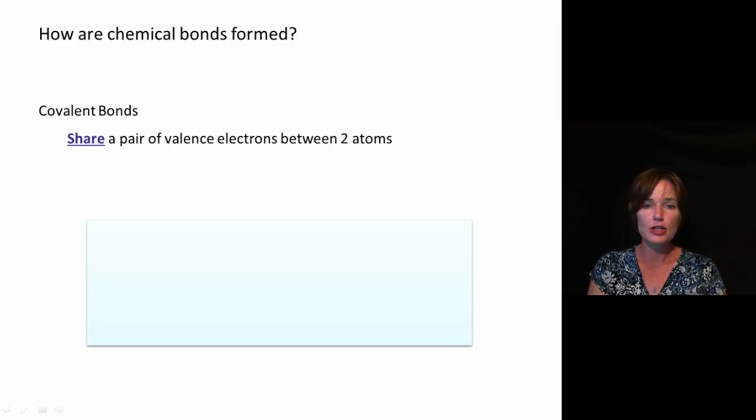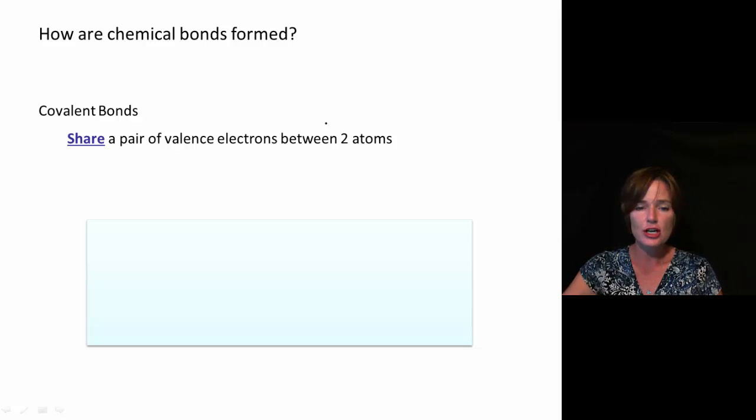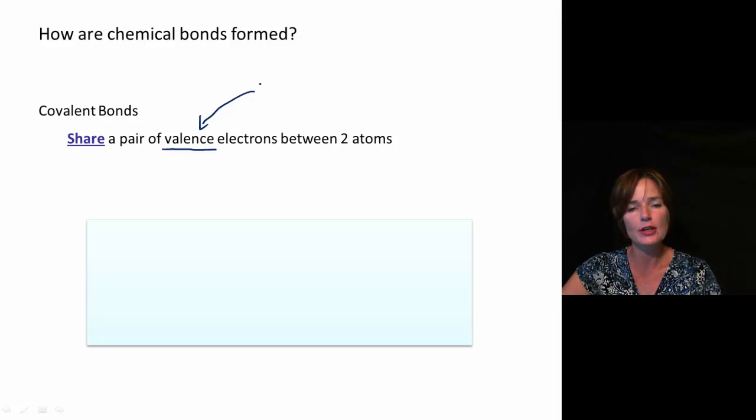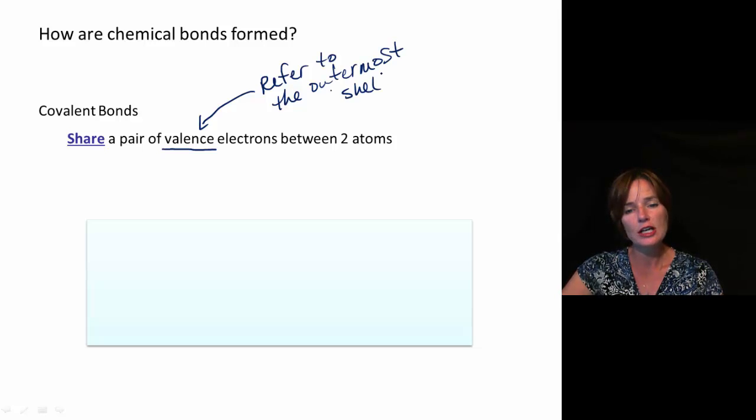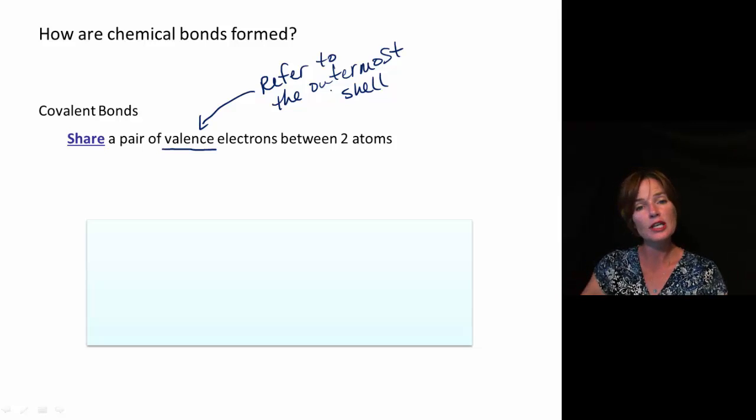With a covalent bond, you have two atoms that are sharing electrons with each other. The electrons that they share are found in the outermost shell, and that's what we call the valence. So the valence is just a term, to review it right here, that refers to the outermost shell, and that outermost shell is where we would find any lonely electrons if there were any.